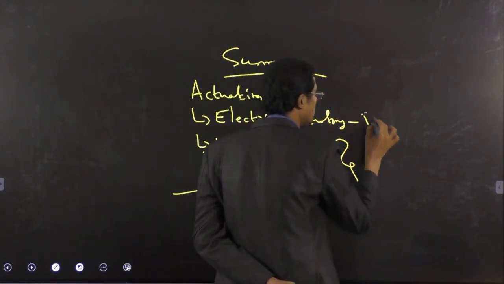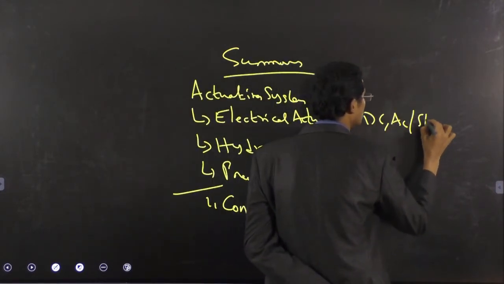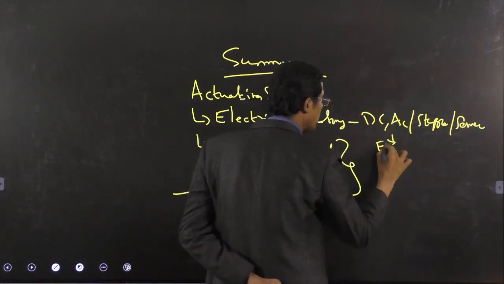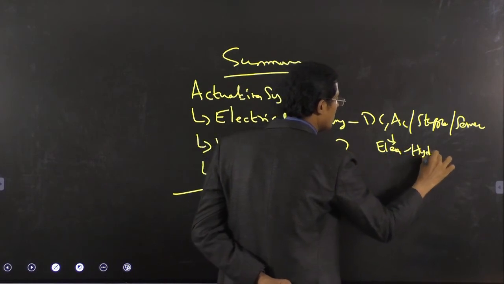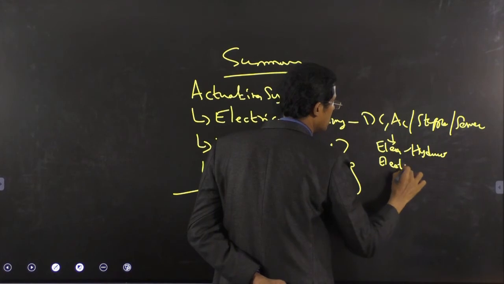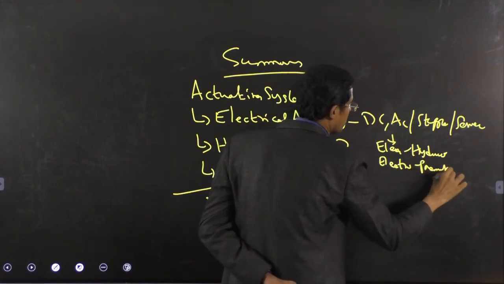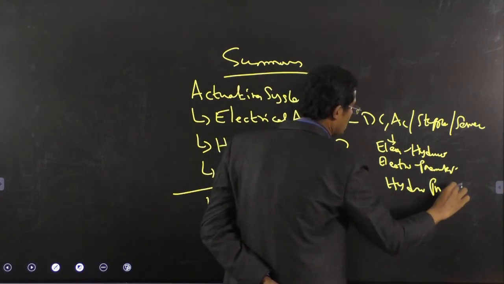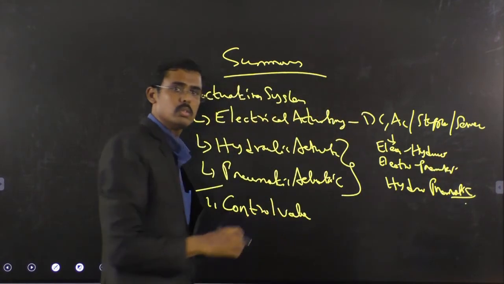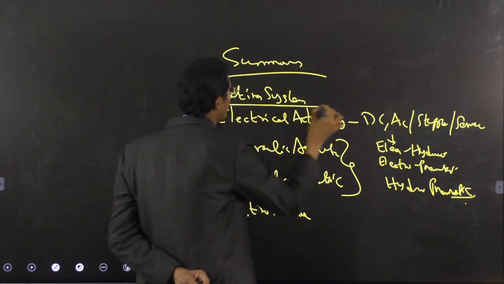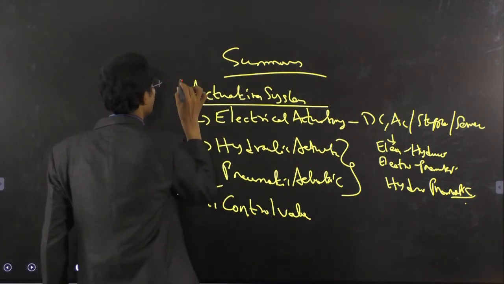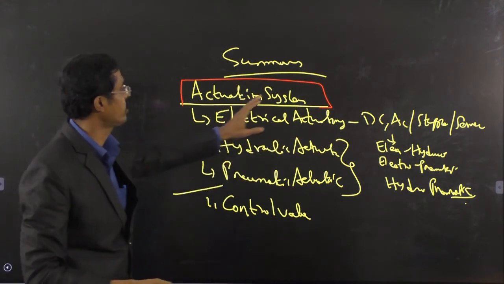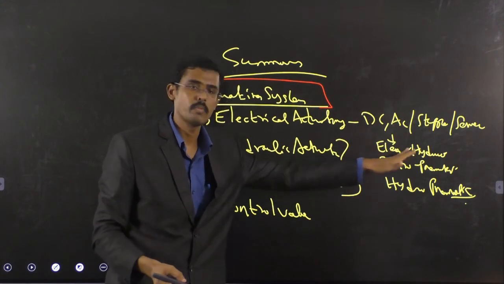Here in the electrical we have seen the DC, AC, stepper and servo. Right? And also we have seen about the hydraulic, pneumatic and hydro-pneumatic. So such cases are possible in this actuating system. Mainly in these actuating systems we have seen electrical actuating, hydraulic actuating, pneumatic actuating. Electrical having DC, AC, stepper, servo, electro-hydraulic, electro-pneumatic and hydro-pneumatic.